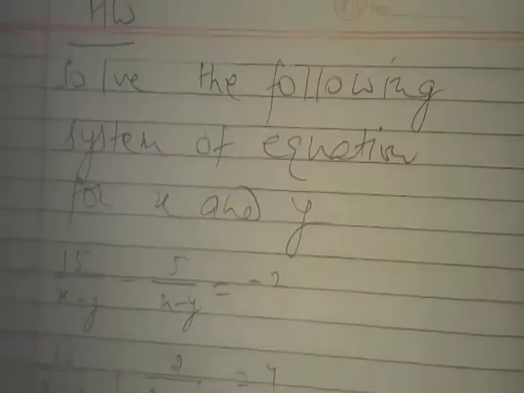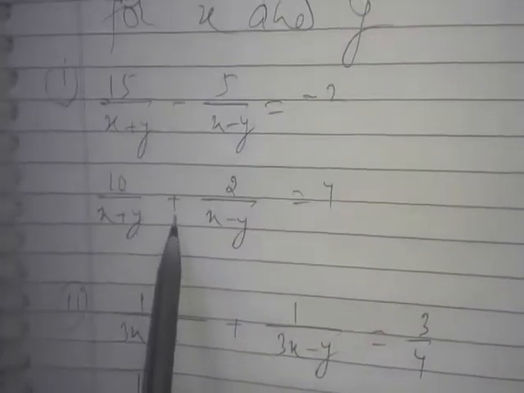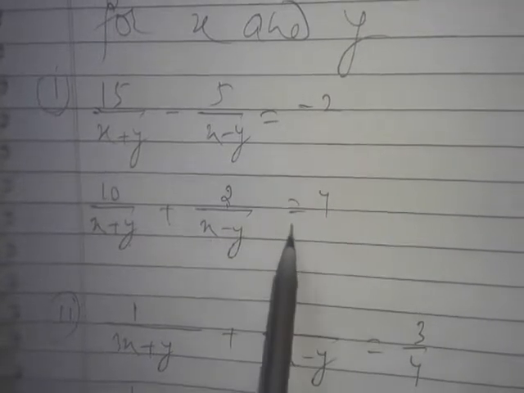Now you write your homework. Solve the following system of equations for x and y. The first question is 15 by x plus y minus 5 by x minus y is equal to minus 2. Then 10 by x plus y plus 2 by x minus y is equals to 4.